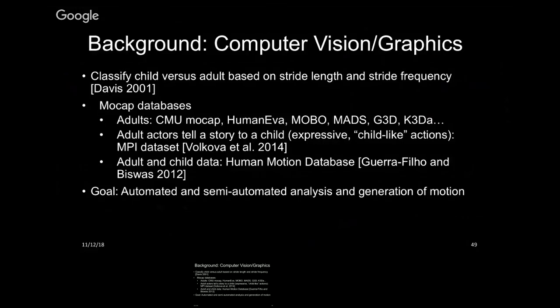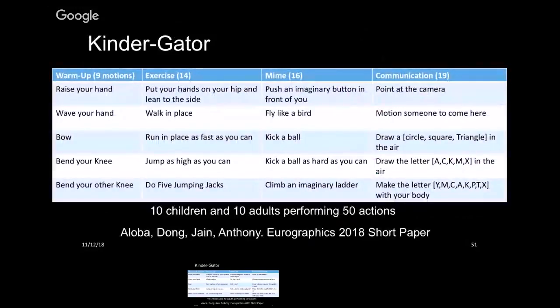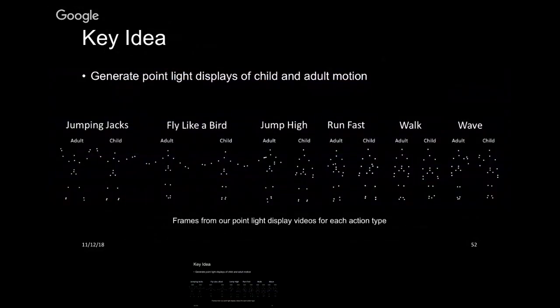So given that there's vastly more adult mocap data than child data, our first task was to create a data set. This is a data set of matched actions. 50 actions, 10 children, 10 adults, all responding to the same prompt. Given this database, we then took 6 actions that are very dynamic actions, right?